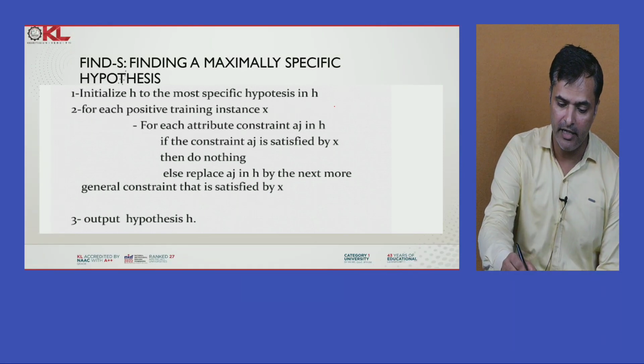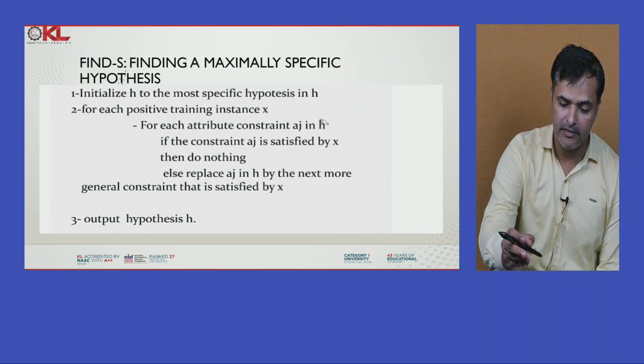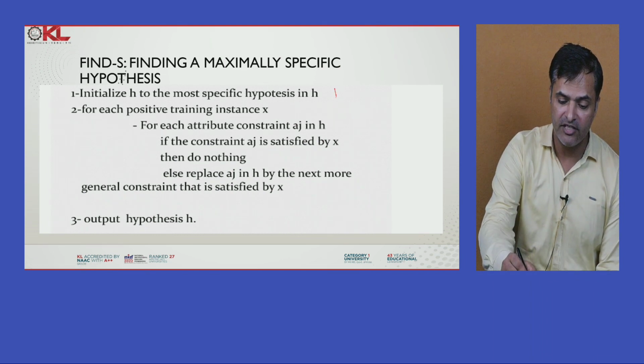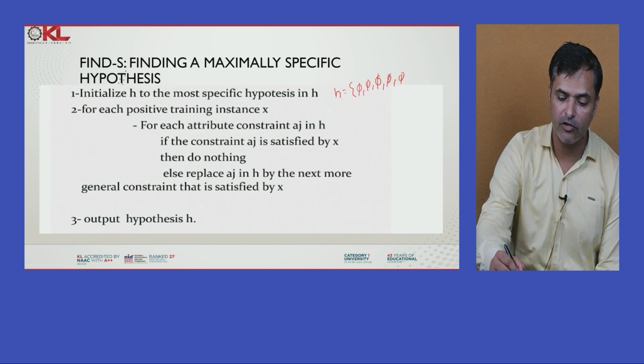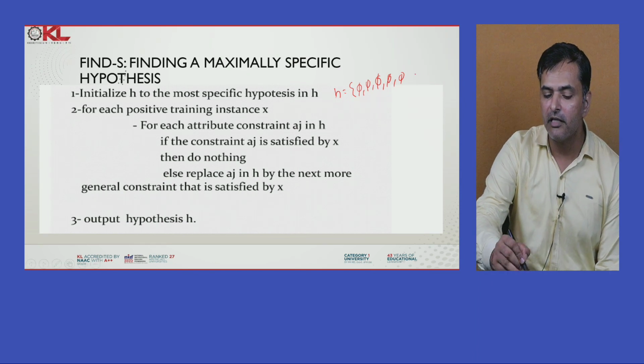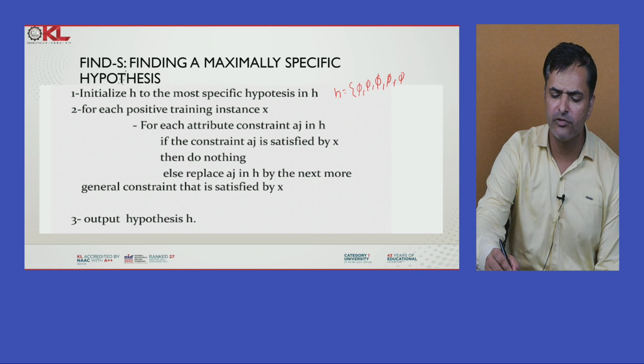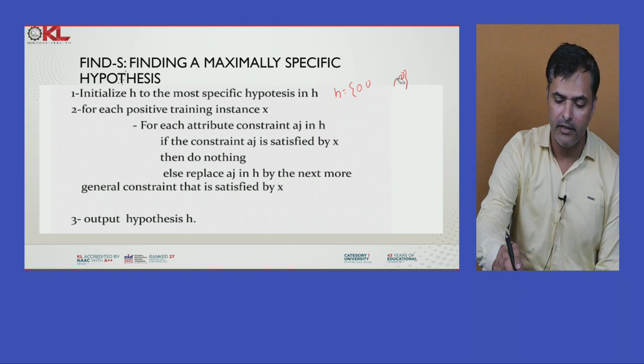For example, if h is represented with 5 attributes, then you use the corresponding 5, or 6 attributes, or 8 attributes, whatever. How many attributes are there? Then you have to use the corresponding number and close this one, like that.